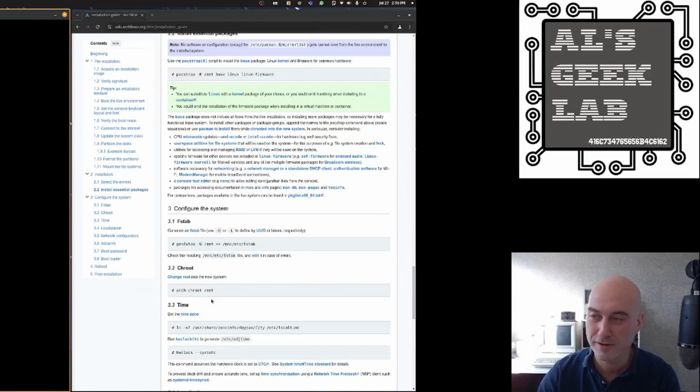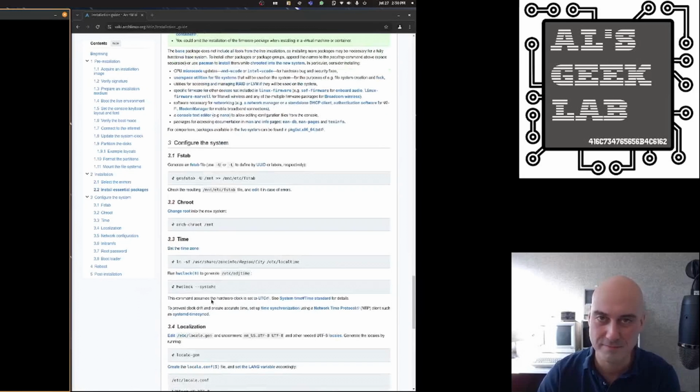This is a modern Linux operating system. So please tell me in the comments below, why would I want to do this? I just don't see the point.